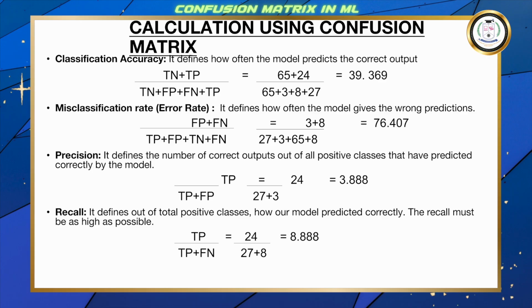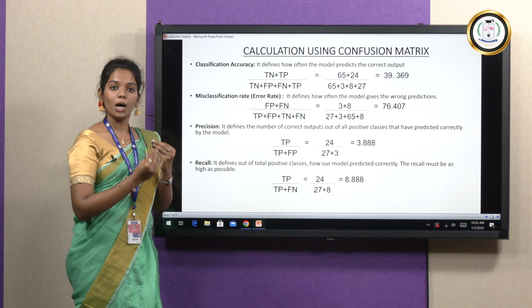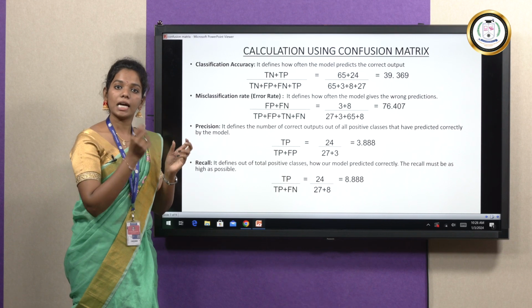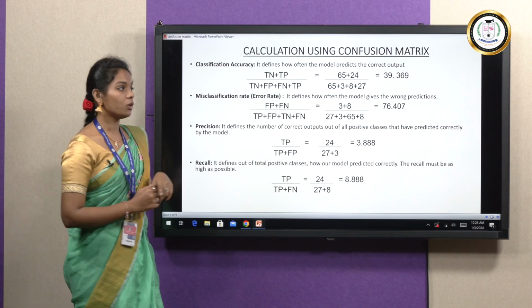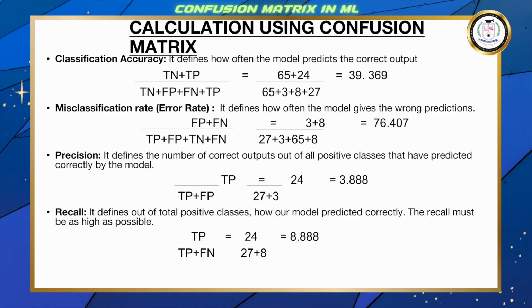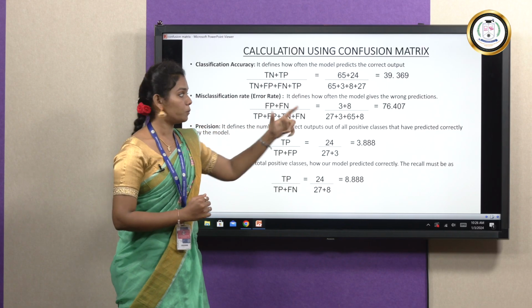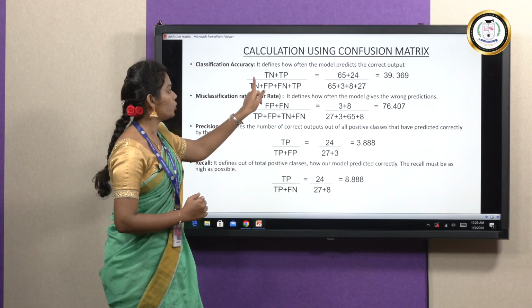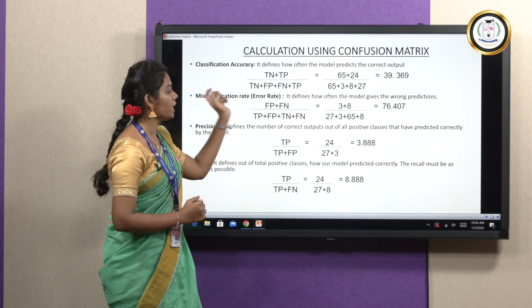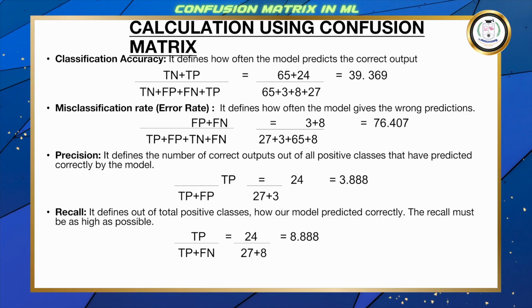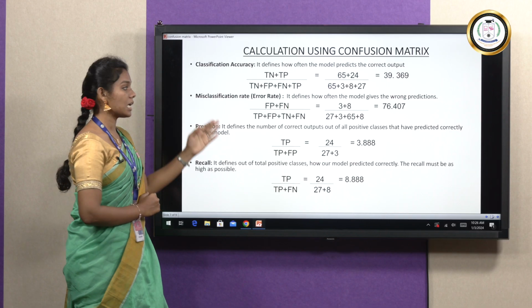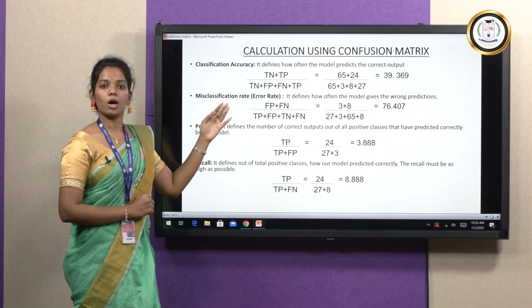First one is my classification accuracy. This tells how often the model is going to predict the correct output. So the formula for this accuracy is TN plus TP. Why? Because it is going to predict the correct output, so obviously it must be true only, right? So true negative plus true positive divided by the total number, that is true negative, true positive, false negative and false positive. So 65 plus 24 divided by 65 plus 3 plus 8 plus 27, that is going to be my 39.36.